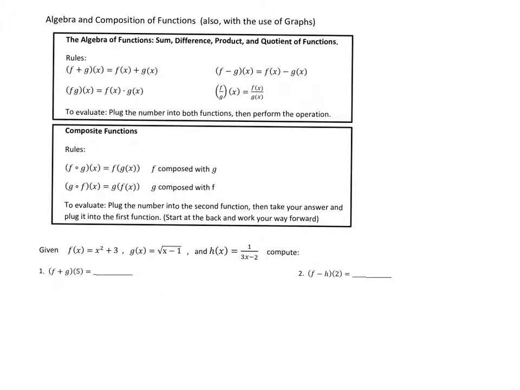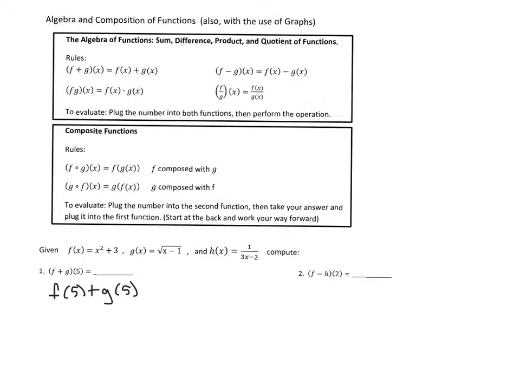Let's look at adding, subtracting, multiplying, and dividing functions. For this first example, we have f plus g of 5. So let's rewrite our problem as f of 5 plus g of 5. So we're taking the value of 5 and plugging into each function.